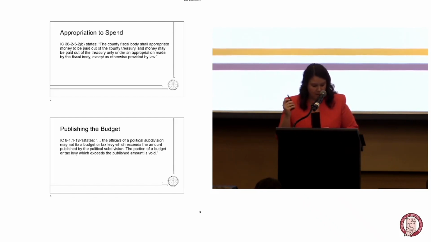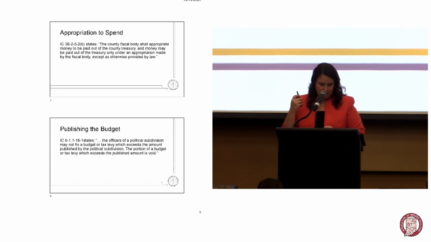Okay, publishing a budget. On this chapter of budgeting, this is specific for counties, and IC 6-1.1-17 and 18 that's on the slide are the budgeting statutes for any units that levy taxes. So the one on the screen states that budgets must be published, and any part of the budget that is higher than the published amount is void.